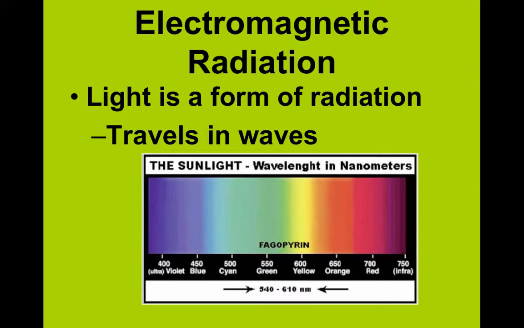But what's really important here is the green wavelength of light at 550 nanometers, because that is what chlorophyll reflects. That's why plants appear green, because they're absorbing the other wavelengths and reflecting the green wavelength.